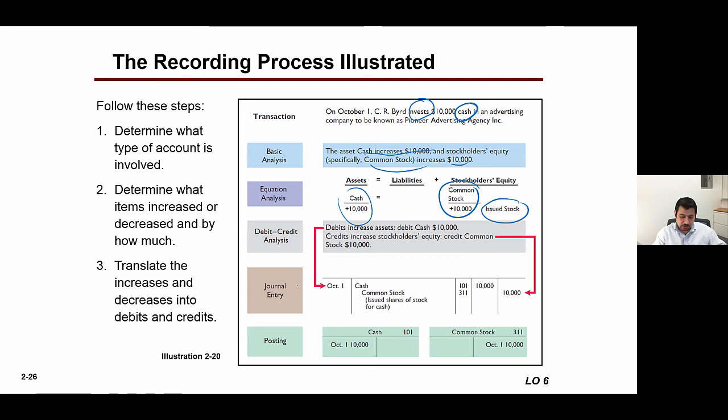Next, from this one we post it to the ledger. Here, as you can see, we have the debited account and the credited account, and this is the amount that was debited, this is the amount that was credited.